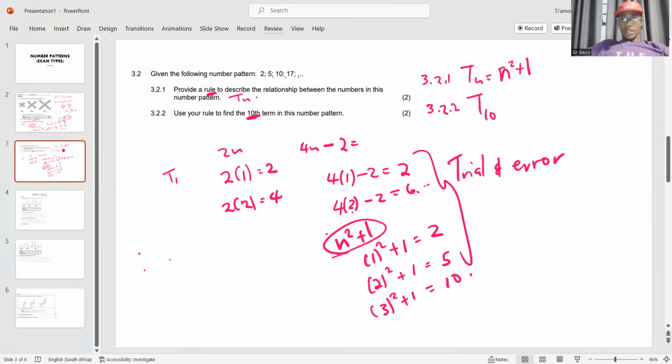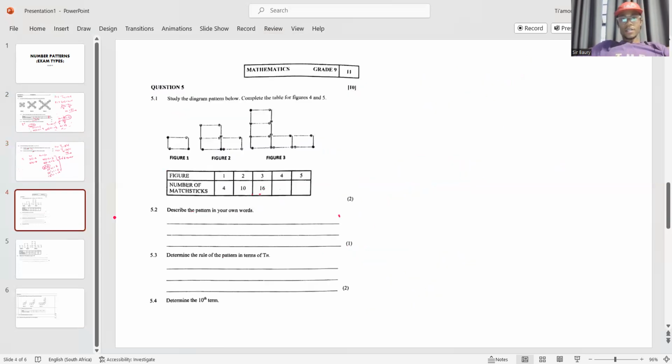So I'm going to say T10, then I substitute 10 squared plus 1, which gives me 101. Get to the next question. You are given to study the diagram below. Complete the table for figures 4 and 5.